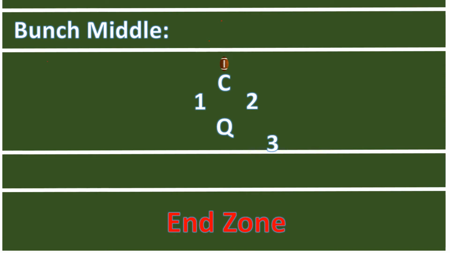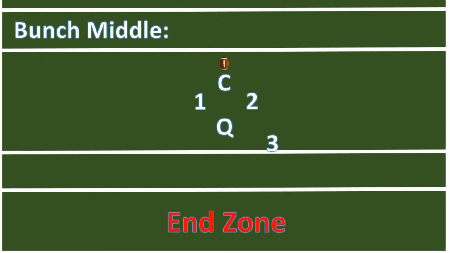Now, once we move to something called bunch middle, we will always default to left. In other words, we're going to count it just like it's left to right. In bunch middle, all we're doing is bunching up our 1 and our 2 around the center. The center and the quarterback will still be the same. The center will be on the ball. The quarterback will be 5 yards deep. The 3 will be about a yard wide and a little less than a yard behind the quarterback.